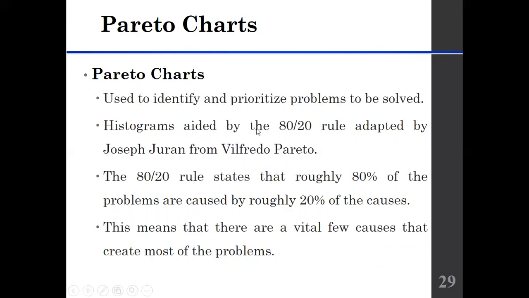Histograms aided by the 80-20 rule adopted by Joseph Juran from Vilfredo Pareto. The 80-20 rule states that roughly 80% of the problems are caused by 20% of the causes. This means that there are a vital few causes that create most of the problems. That means that 80% of problems are actually created by 20% of causes.